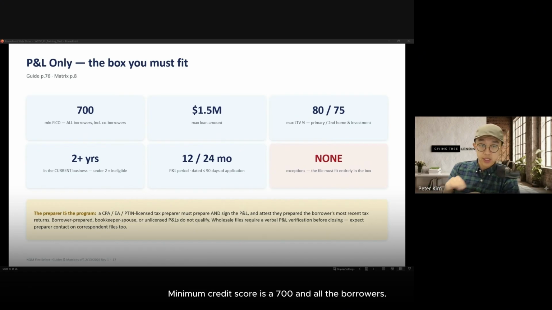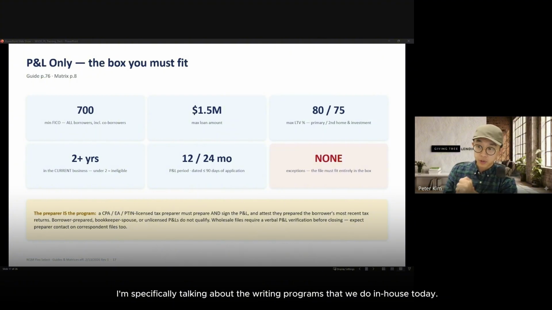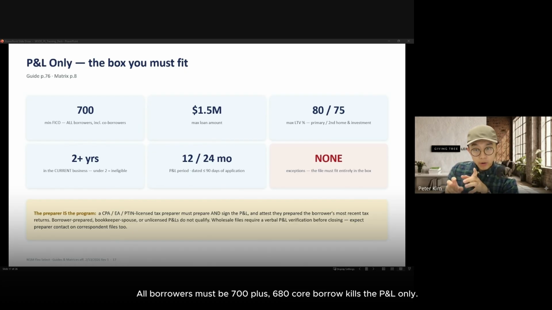Minimum credit score is 700 for all the borrowers. I'm not going to mention the lender or Carrington's 625 score P&L product. I'm specifically talking about the underwriting programs that we do in-house today. All borrowers must be 700 plus; a 680 co-borrower kills the P&L only.